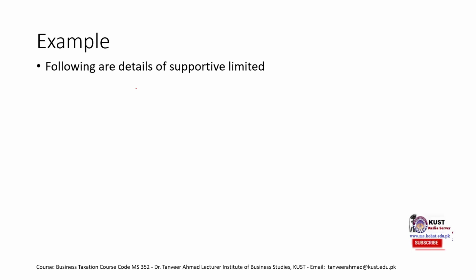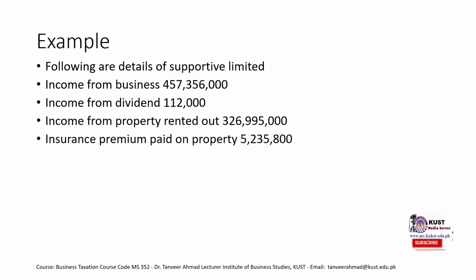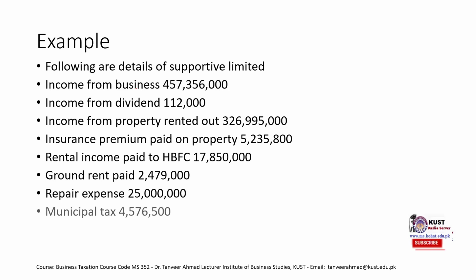This is a supportive limited company name. Income from business is given, and we have income from dividend, income from property rented out, then we have insurance premium paid on the property, then we have rental income paid, then we have ground rent, repair expenses, municipal tax, and then we have unrealized rent. In case of unrealized rent, we would assume that the company has made all the efforts to recover this rent, but in vain.